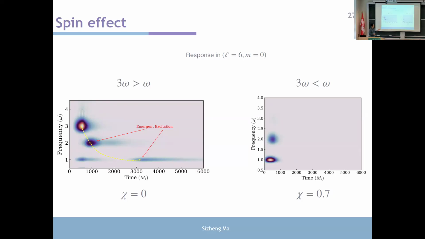Then in this case, 3 omega stops behaving as a major energy source. And for the omega, because there is no available lower frequency component for the energy to flow, it just stays here and goes away. There are no subsequent secondary excitations anymore.